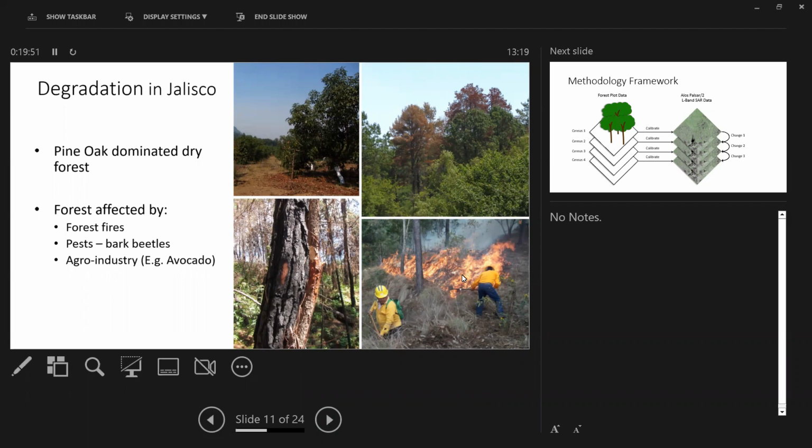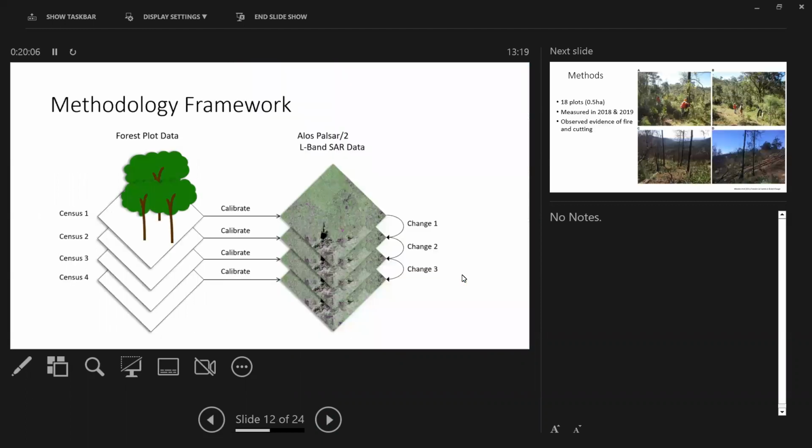Areas that are stressed because of fire have a much higher incidence of pests. Also, this area is hugely important for avocado production, and it's expanding very rapidly in the region. So there are lots of potential threats. In this project, we had a general framework for our methods.